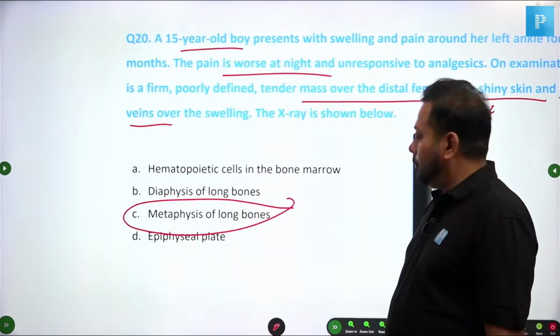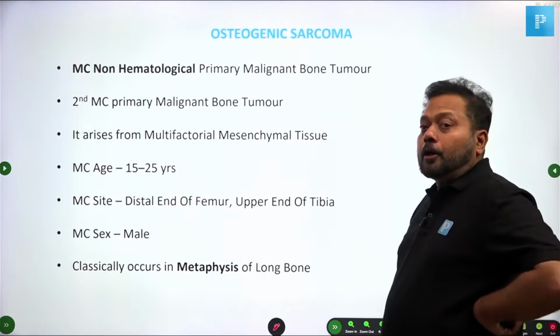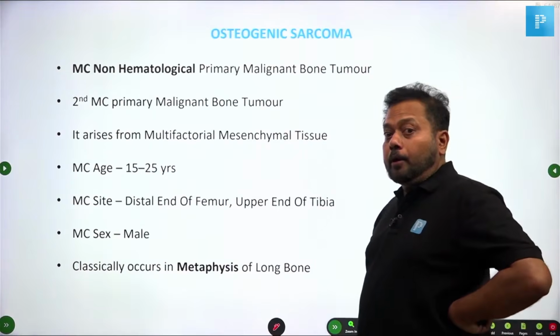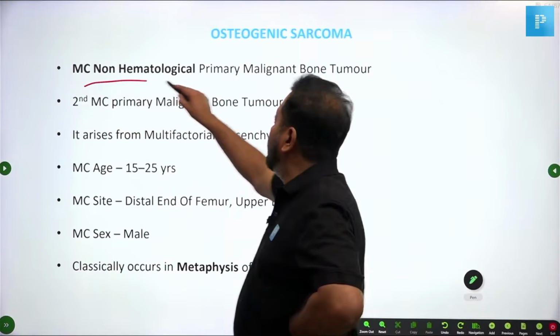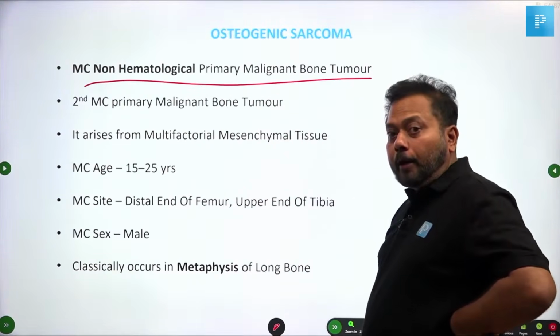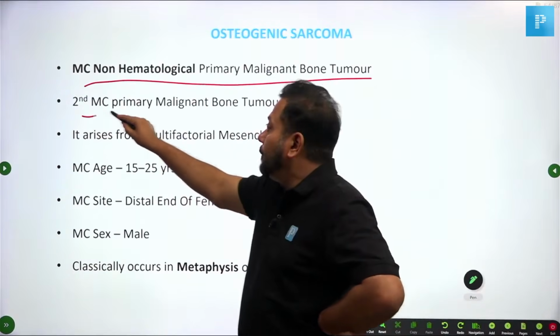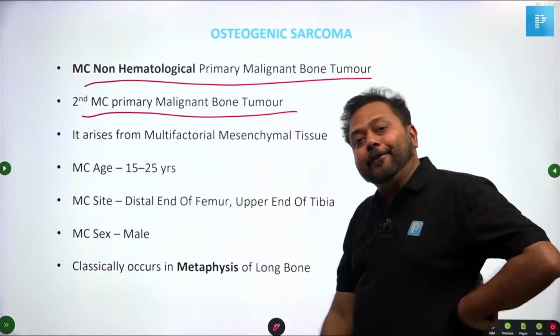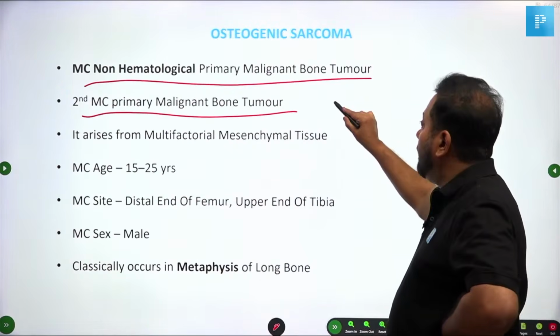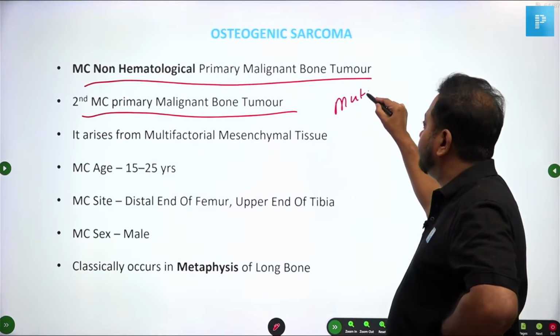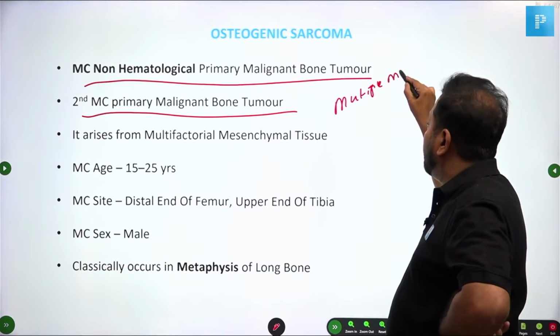So you see here, osteogenic sarcoma is the most common non-hematological primary malignant bone tumor. Overall, this is the second most common primary malignant bone tumor. So which is the first most common primary malignant bone tumor? It is multiple myeloma.